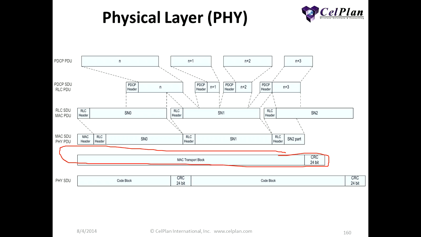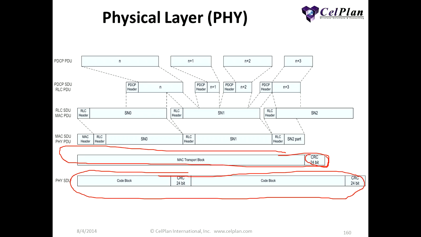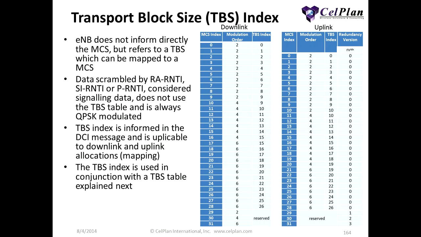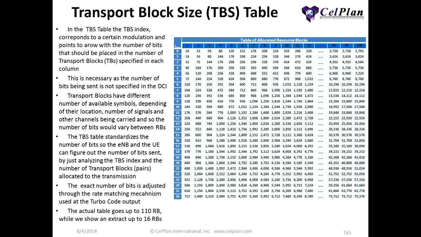Here again, this is the MAC transport block you can see here with the CRC of 24 bits. It then breaks it into code blocks with 24 bits also, and this then goes to a modulation and coding scheme table, and this modulation and coding scheme table is mapped to a TBS index. It's a one-to-one mapping. So here's the modulation order, how many bits, and there is a different mapping for downlink and uplink. So what we do next is that this table is published by 3GPP.